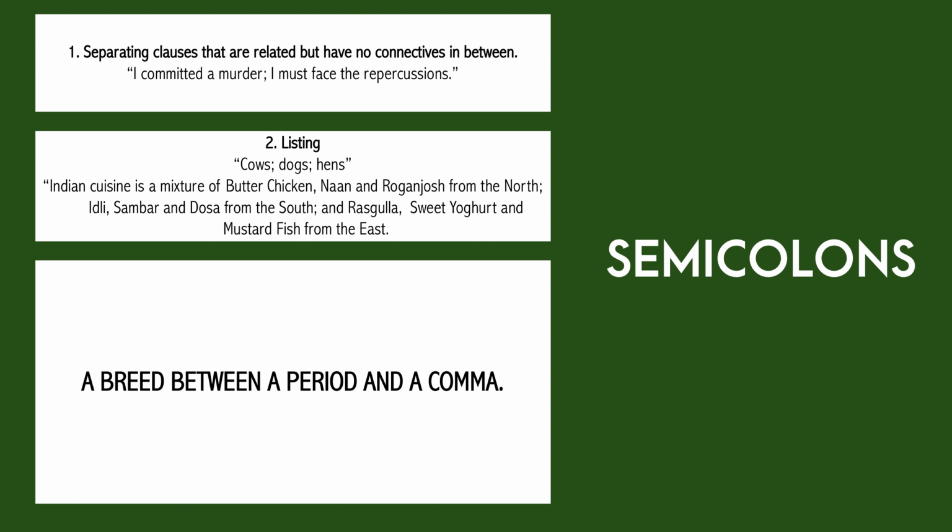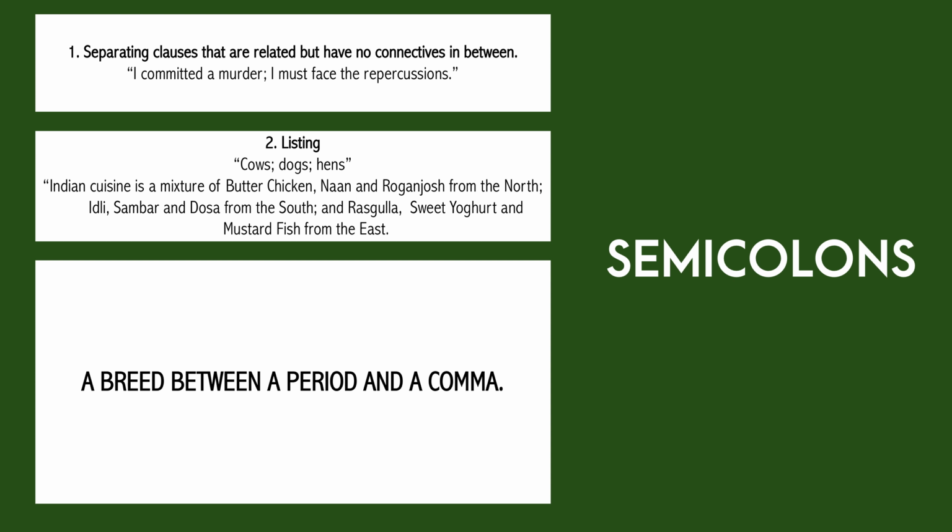Now, when we look at semicolons, I like to think of it as a blend between a period and a comma. So you do use it to separate clauses that are very closely related, but do not have connectives in between. So in the last case, we saw I committed a murder, so I must face repercussions. We could use a comma over there because there was a connective. So by fanboys, we could have a comma before the but we can't do that over here. There is no connective, and putting a full stop would kind of make them seem too different. So what we choose is something in between. So we use a semicolon. That's saying, hey, they're related, but you do need a break between them, right?